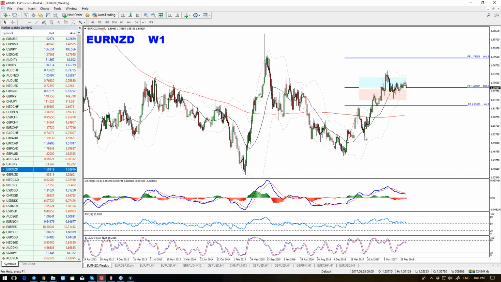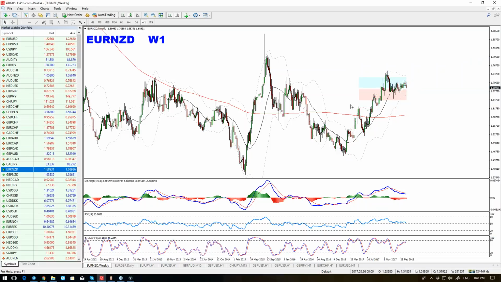cycle, we can still get this correction down, assuming if this is a triple cycle for us, this might be the beginning of the double. Okay, so that's for the Euro versus the Kiwi.